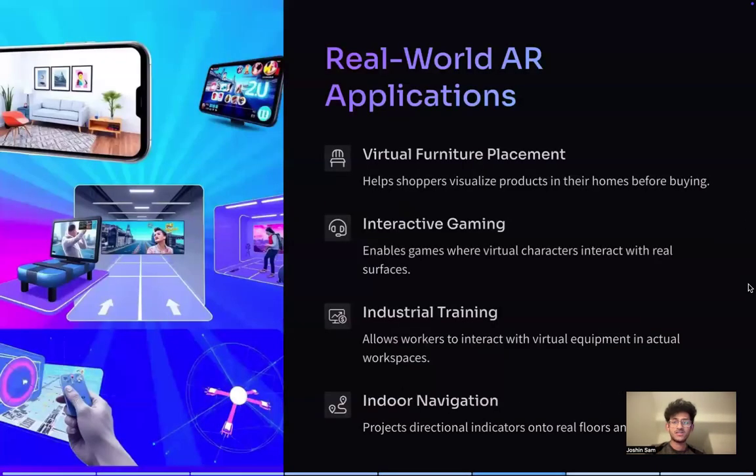These are the real world AR applications that use raycasting functionality. One is virtual furniture placement. I'm sure you guys have seen on Amazon, where you can place couches in the real world, that uses raycast. We can use it for industry training to interact with virtual equipment in actual workspaces. We can also use it for indoor navigation.